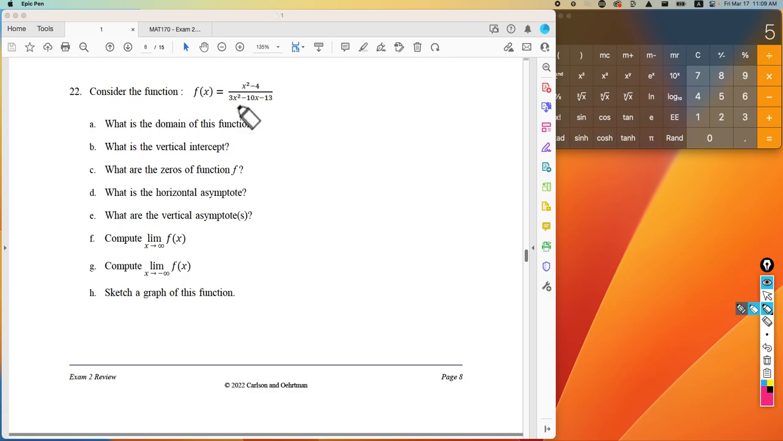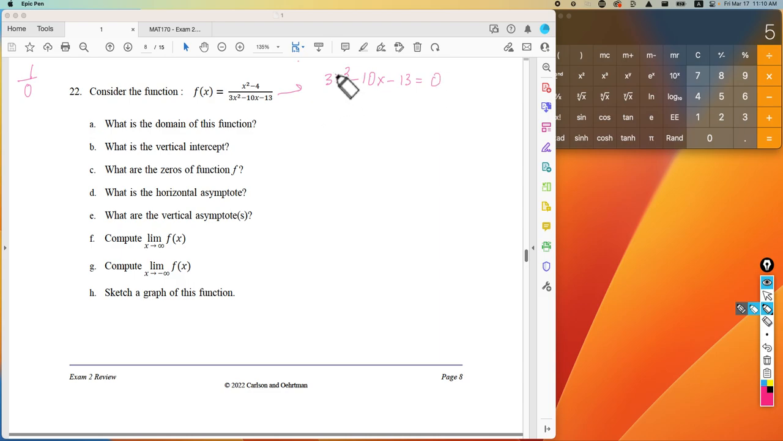with rationals, we can't divide by 0. So we have to take anything out that would cause division by 0. Now, the denominator becoming 0 will make that happen. The numerator, we don't care about. It will be some number, but some number divided by 0 we can't have. So what we're going to look for is when is 3x squared minus 10x minus 13 equal to 0?